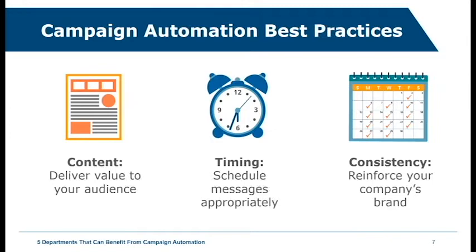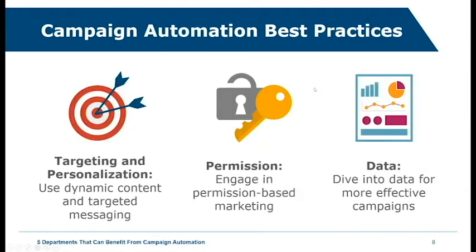Timing is also important. Schedule the messages appropriately. You can have wait and date timers within campaign automation so that you're spreading the messages out over time. And that way they know when they're going to be getting them. Maybe they expect them every few weeks, or maybe you want to make sure that they're a month apart so they're not getting multiple emails at once. That's all easily done with ClickDimensions.